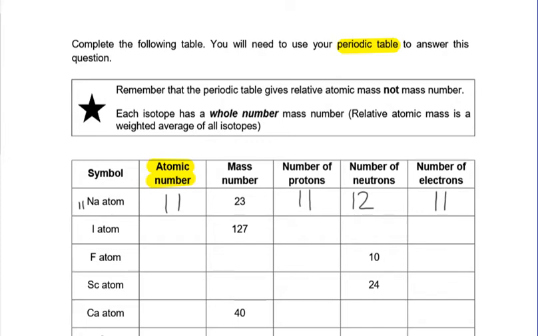So remember to watch out for ions, because the electrons and the protons won't match. Remember that these are isotopes, so the mass number is not copying from the periodic table. If you're not given the mass number, you'll be able to work it out from the other information in the table. Pause the video now and see if you can fill in this table.